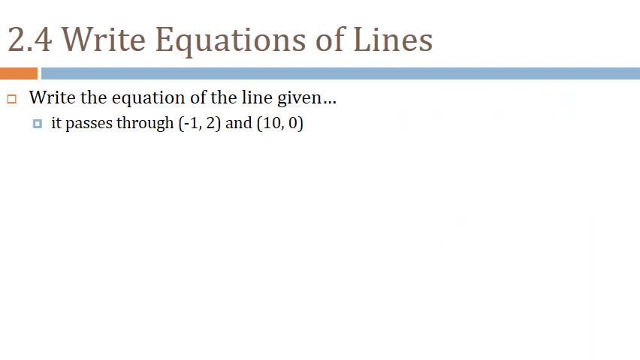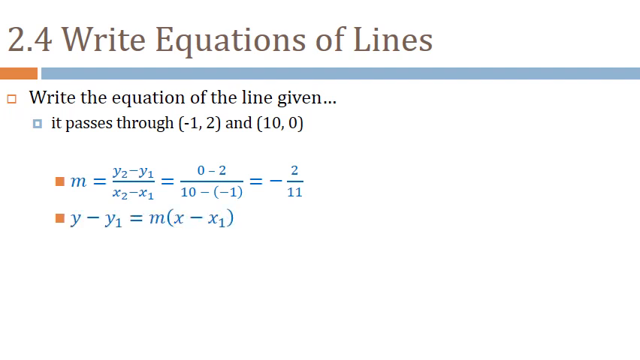Now if we're given 2 points, first thing we'll have to do is find the slope. So let's use the slope formula to find the slope. The first point was x1, y1. The second point was x2, y2. Fill it in, and our slope is -2/11.